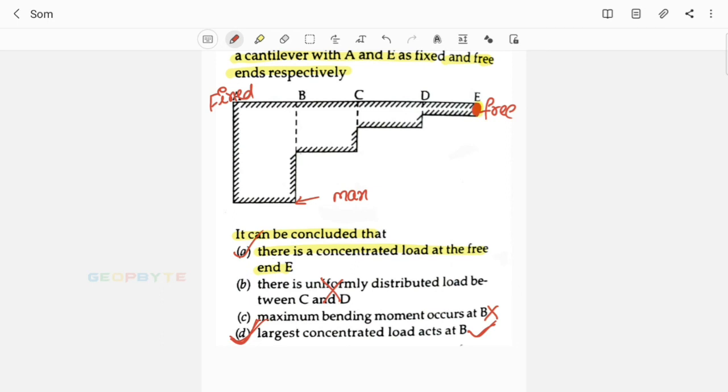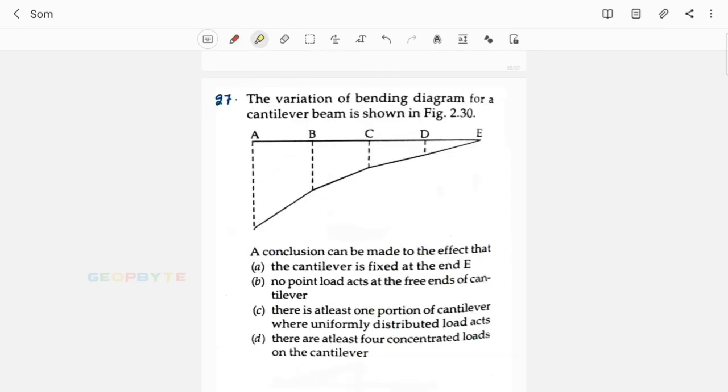Okay. Let us go for the next problem. Look at the last problem. The variation of bending moment for a cantilever beam. Look at the bending moment diagram for the cantilever beam. The bending moment is maximum at A. Maximum bending moment is occurring for the cantilever beam at the fixed end. Therefore, this is the maximum bending moment at the fixed end and zero bending moment at the free end.